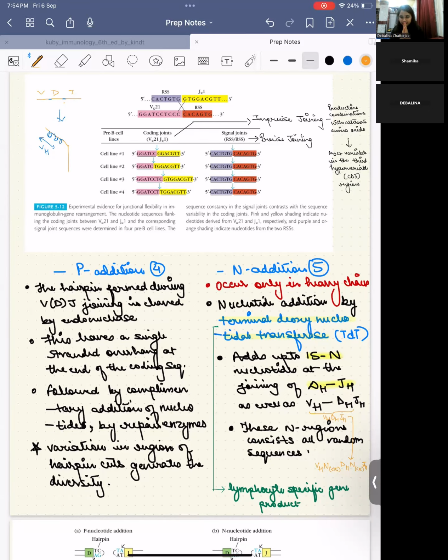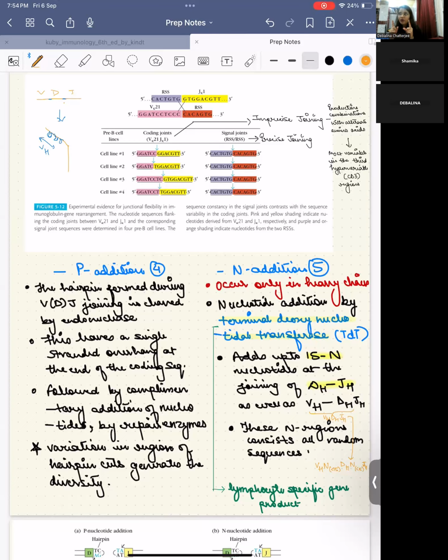Okay, ma'am. So ma'am, we can say that class switching and somatic hypermutation are providing the diversity to the antibody in response to the antigen. In response to antigen. Yes, we can say that.